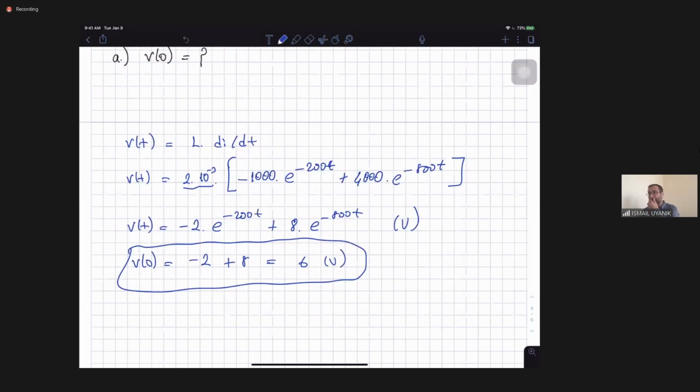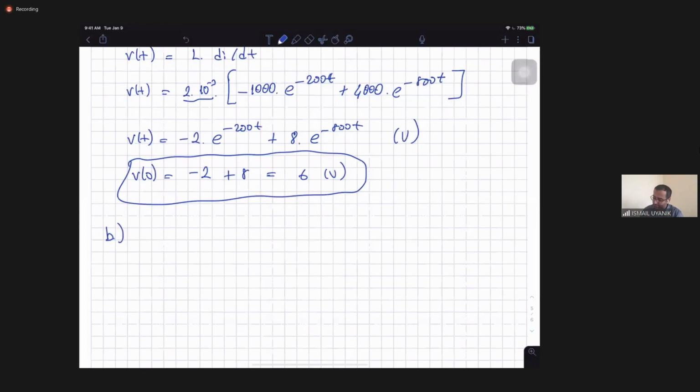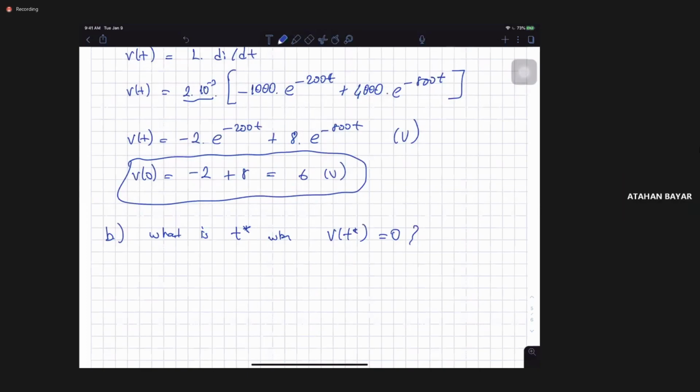Okay, so part B says, what is t star, when the voltage is 0? Basically it says, when does the voltage reach 0? Do you all understand the question?